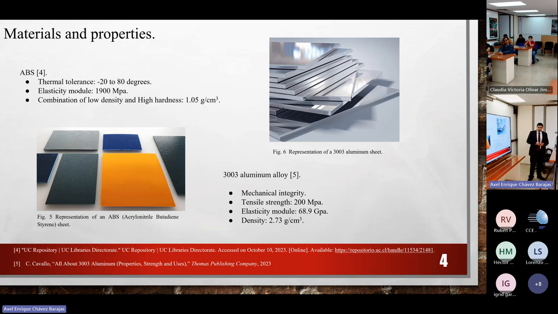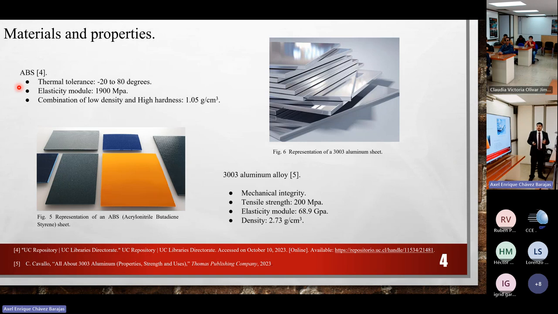For this project, we researched different materials, and we chose the ABS and the 3003 aluminum alloy, because those materials have mechanical properties and durability properties. In the case of the ABS, the thermal tolerance is in a range of minus 20 to 80 degrees.